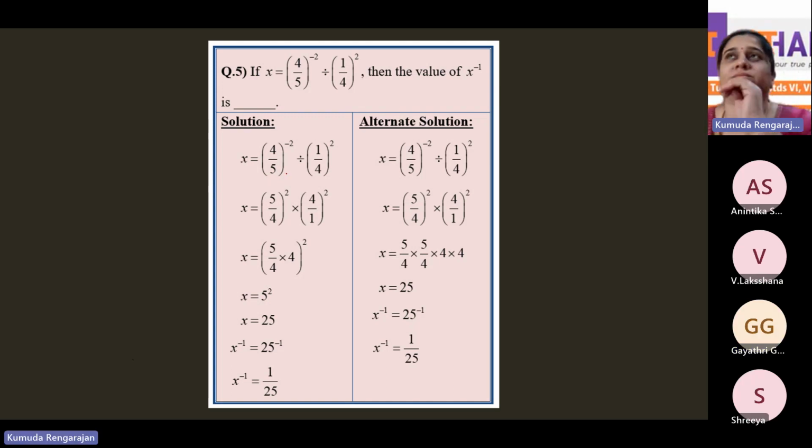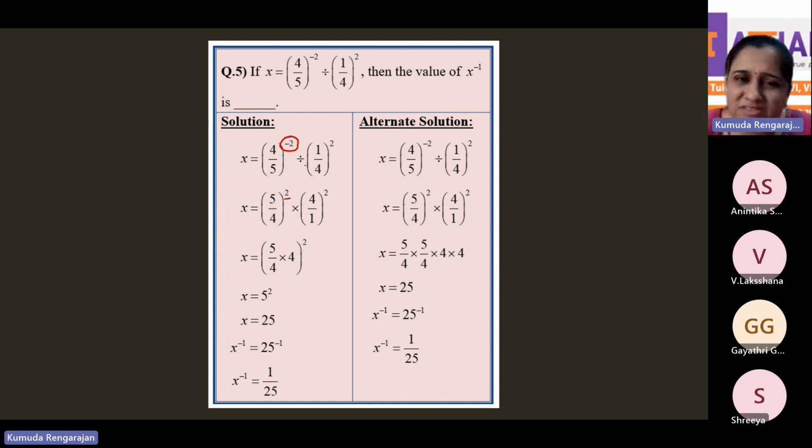So you just have to be very careful. You need to first plan the process. What is your plan to achieve the answer? So see what I've done here. First, this negative power, I make it positive. So reciprocal of the base and negative of the power. So 4 by 5 becomes 5 by 4 and minus 2 becomes plus 2.